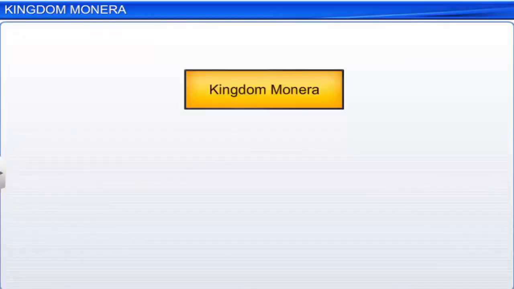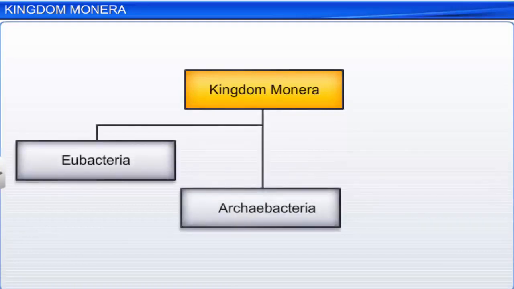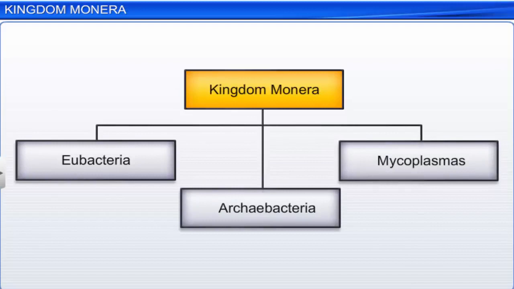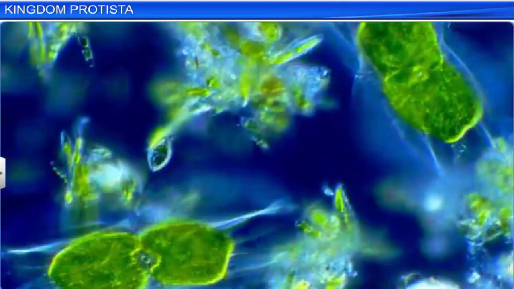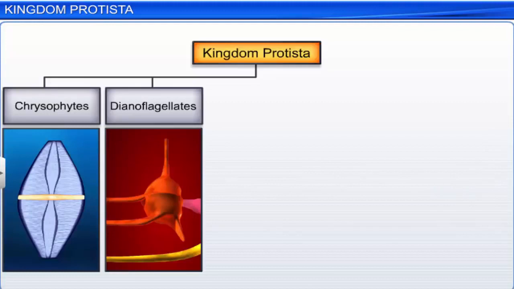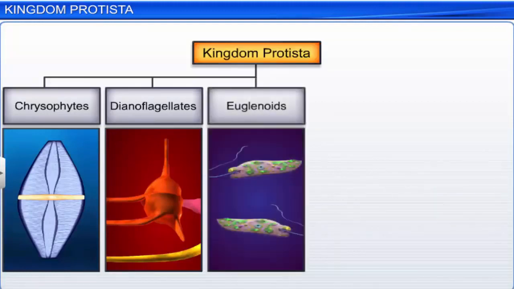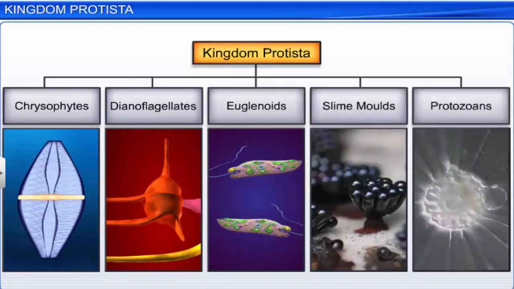Kingdom Monera, therefore, consists of eubacteria, archaebacteria, and mycoplasmas. All unicellular eukaryotes come under kingdom Protista. Members of the kingdom Protista are primarily aquatic. Chrysophytes, dinoflagellates, euglenoids, slime molds, and protozoans are a few categories of protists.